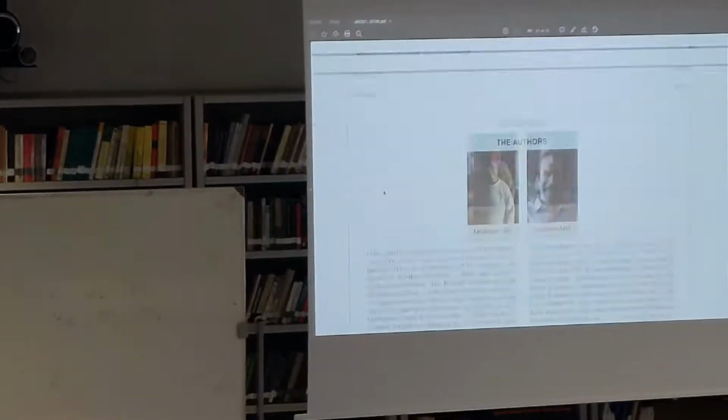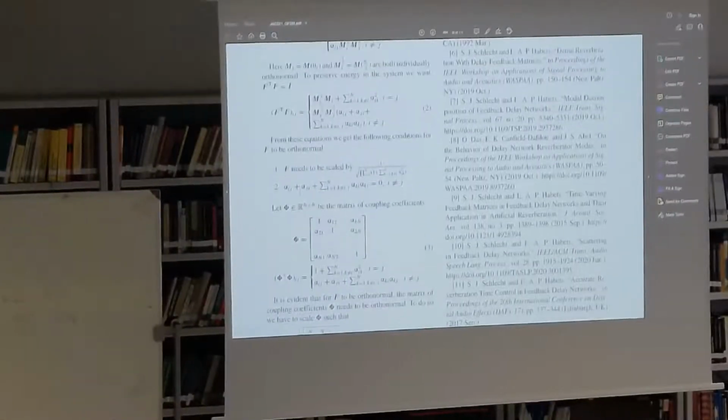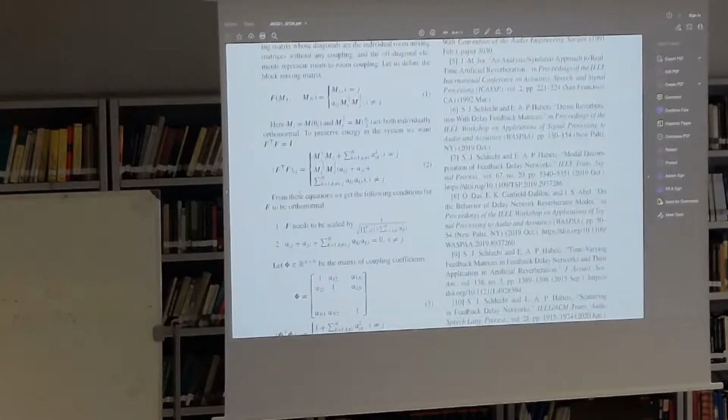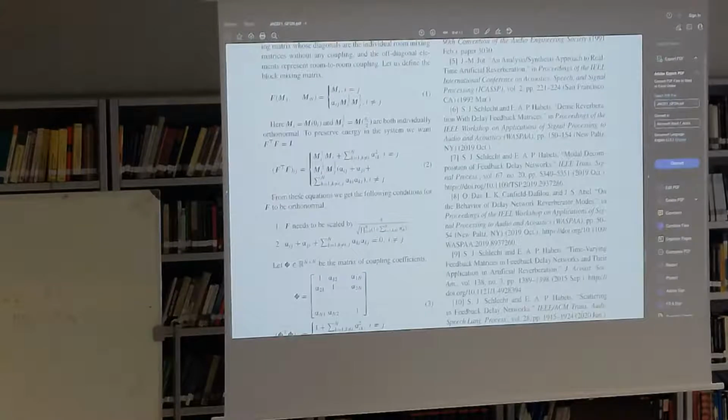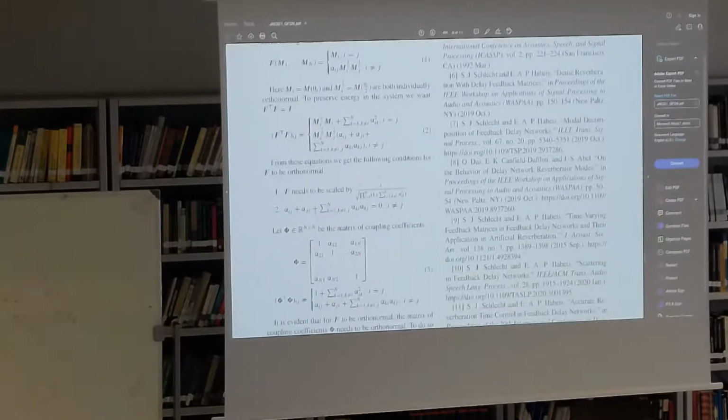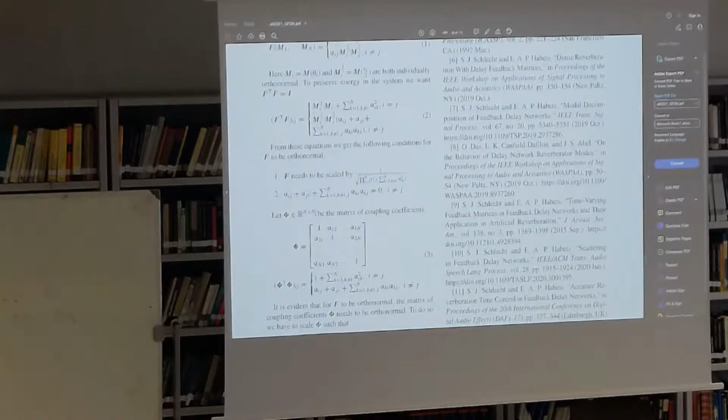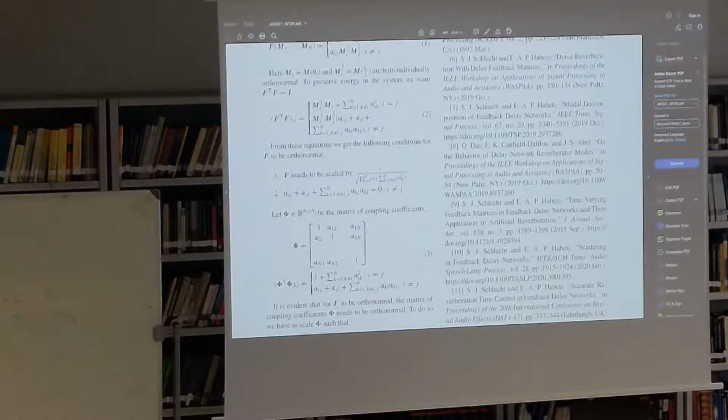We go down to the appendix. Yes. So this is what the resultant mixing matrix would look like. I haven't written it out, but it's a block mixing matrix, and your phi here is just a matrix of coupling coefficients. And it turns out as long as phi is unitary by design, then the resultant matrix will also be unitary. Yeah, I haven't read that, so maybe I should.